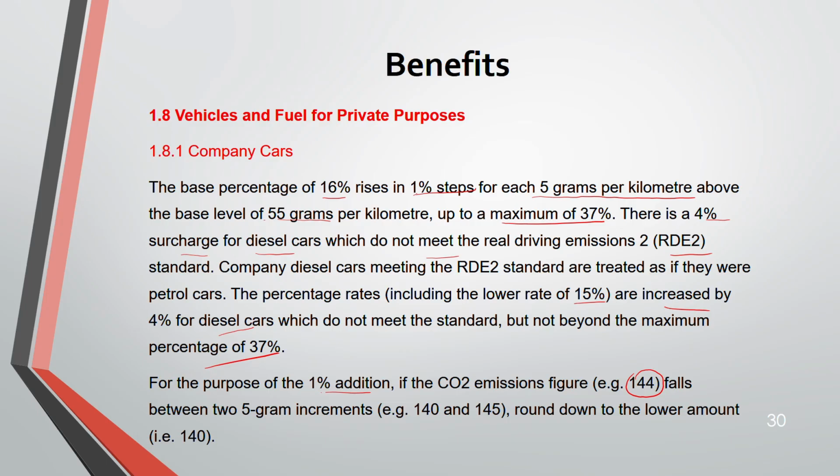Okay, this is how it works. This is 144. It falls between the two 5-gram increments, between 140 and 145. Always round down to the lower amount. Round down, not round up. So even though 144 looks closer to 145, you have to round down because this is the rule. It's a fixed rule. Remember this, round down. Do not ever go and round up. So 144 means it's 140.